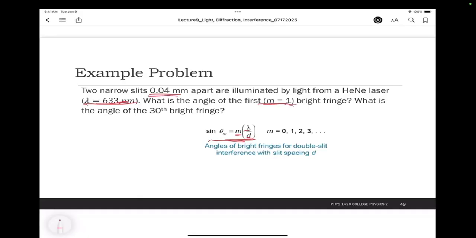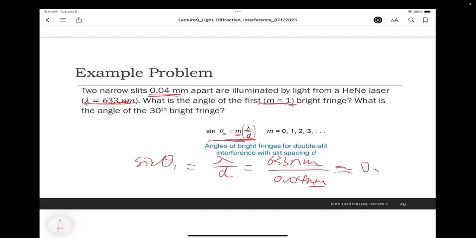So for the first one, it's just a sin theta 1 equal what? Lambda over d. And am I right? Equal 6 nanometer divided by millimeter. Notice the unit. Let me try to calculate it. It is around 0.91 degree. It's very small.